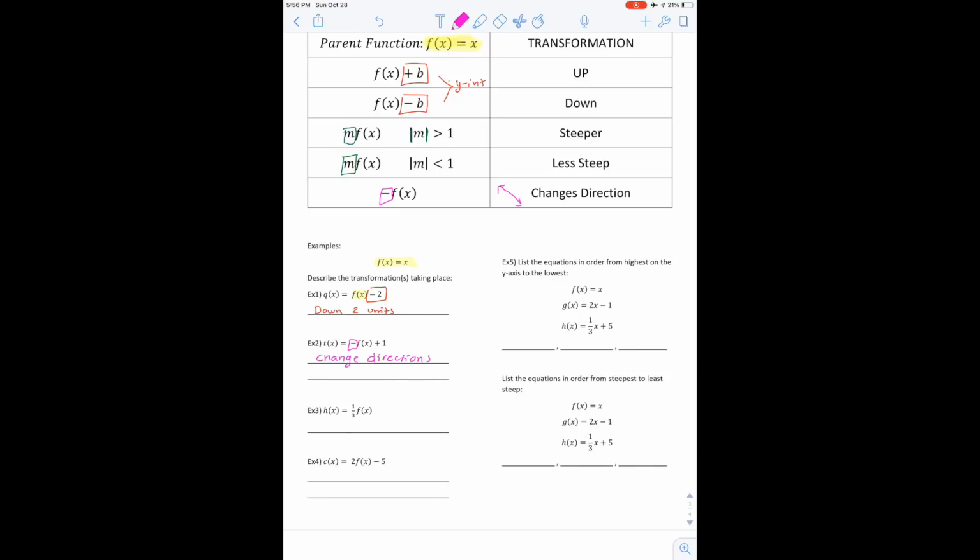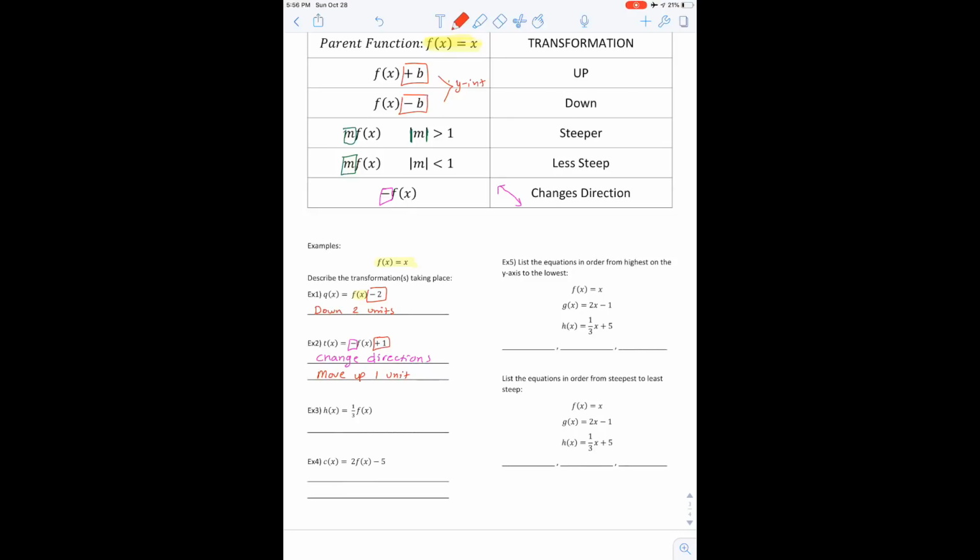And then the plus 1 at the end of it, that's changing the b value, so that means it's going to move. If we're adding the b value, that moves it up. So move up 1 unit. So 2 things were happening, right? The line changed directions and it moved up 1 unit on the y-axis.